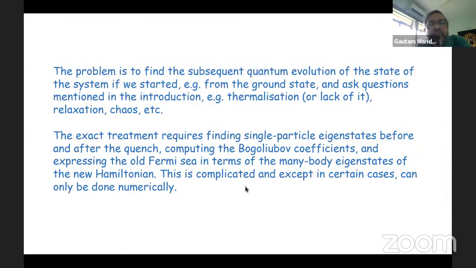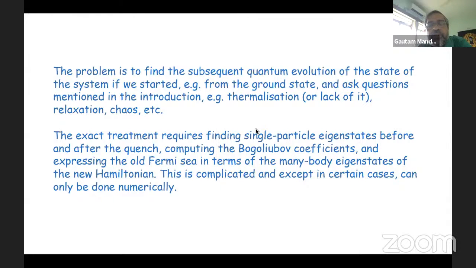Okay, so the problem is to find the subsequent quantum evolution of the state of the system, if we started, let us say, from the ground state before we did the quantum quench, and ask questions mentioned in the introduction, like thermalization or the lack of it, and relaxation and chaos, etc. In this talk, we are going to talk about thermalization and relaxation. So how does the exact treatment go? It is mostly done numerically.